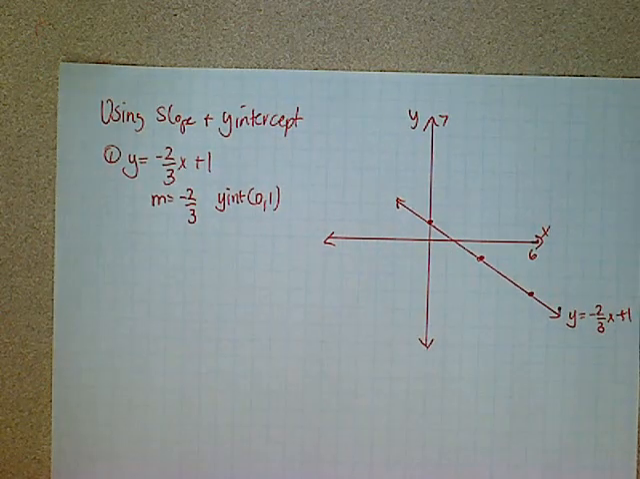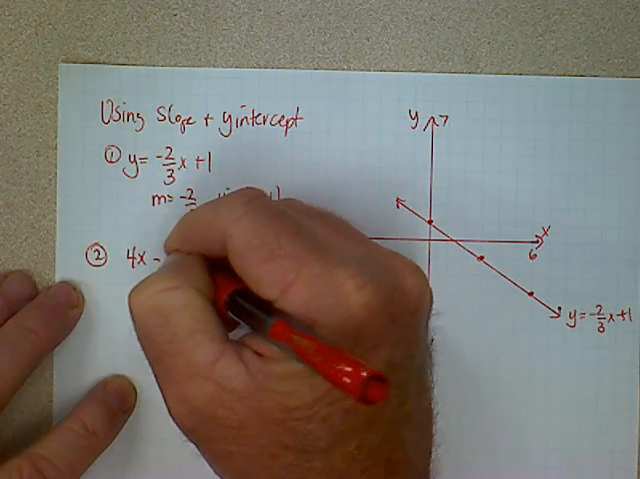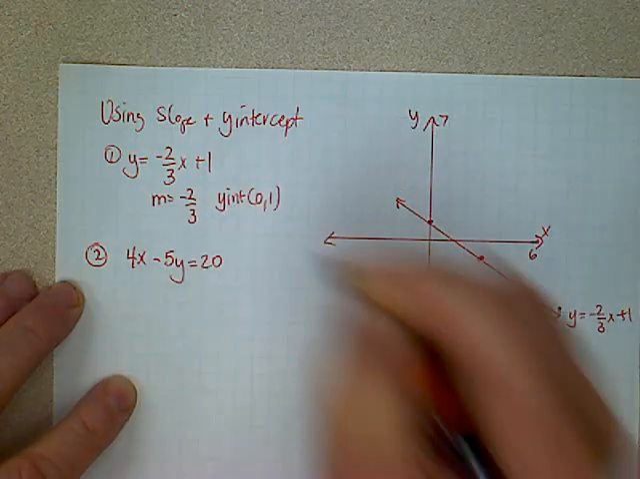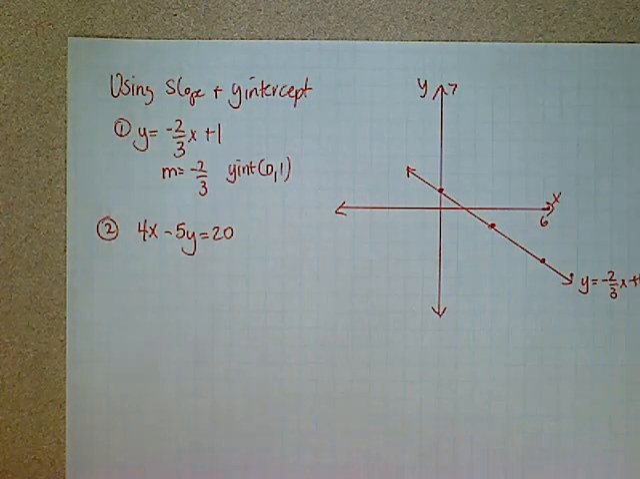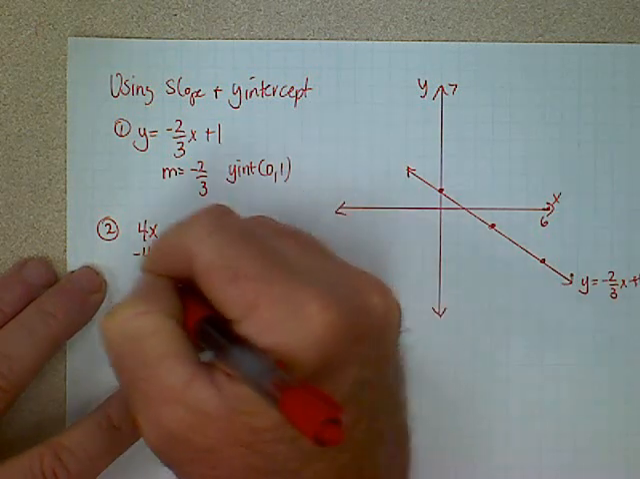Okay, that one is taken care of. All right, second question. We've got 4x minus 5y equals 20. Now, you can't graph with slope and y-intercept unless it's in slope-intercept form. So, convert it to slope-intercept form. So, we're going to go ahead and subtract 4x to do that. We need y by itself.